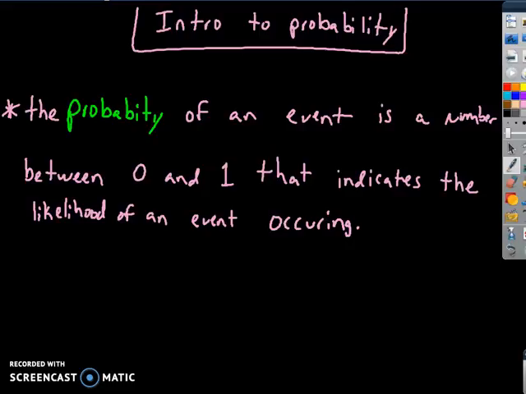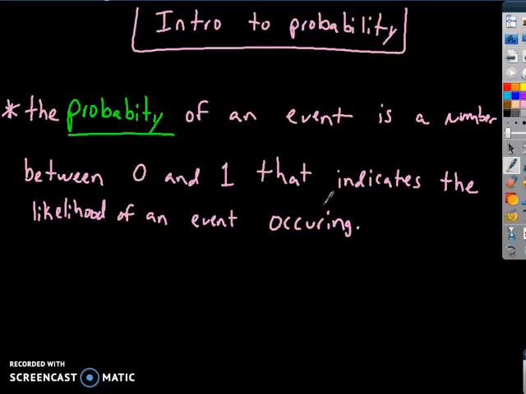Okay, so intro to probability. First of all, I have to know this. The probability of an event is a number between 0 and 1. It could be 0, it could be 1, or any number in between. That indicates the likelihood of an event occurring.